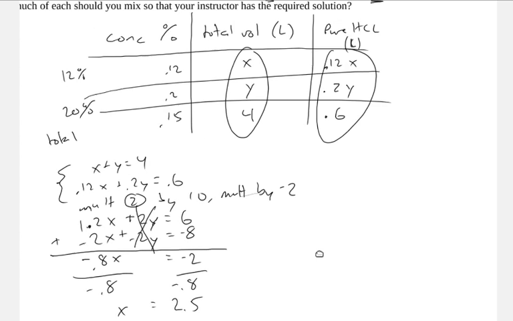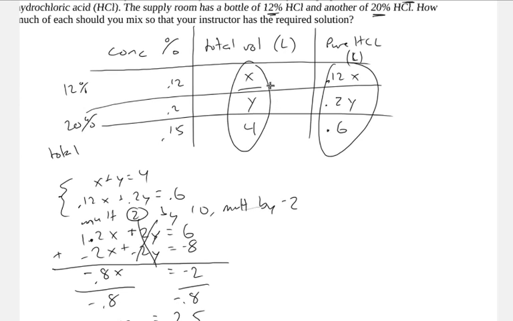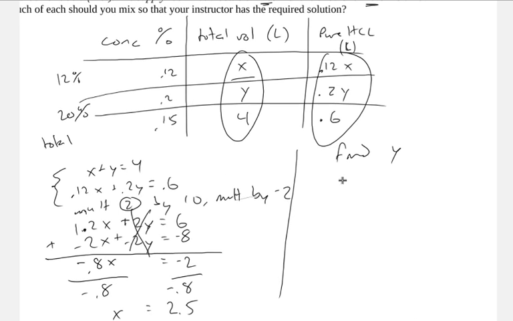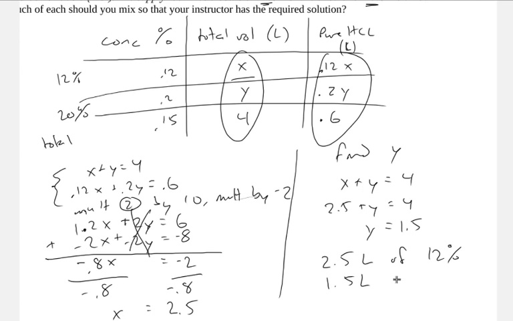Alright, x represented the number of liters of 12% concentration. So let's find y. That was 2.5, right? Yeah, 2.5. I know x plus y equals 4, and x was 2.5. So when I subtract 2.5 from both sides, I get y equals 1.5. So that means I need 2.5 liters of the 12% acid and 1.5 liters of the 20% acid.